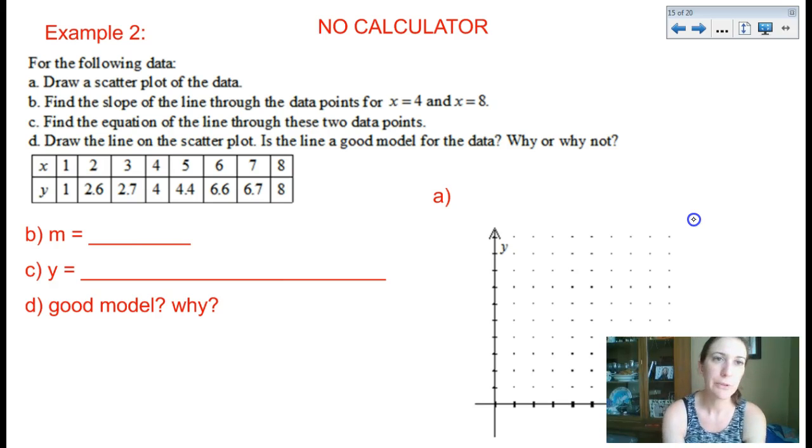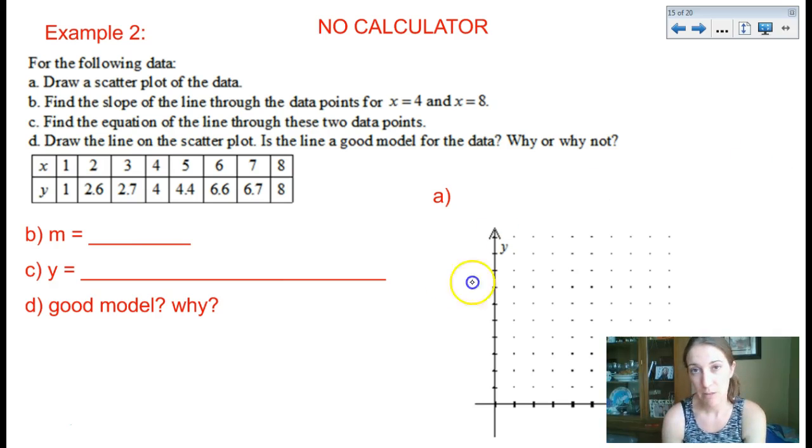I'm going to look at example 2. So if we don't have a calculator, this is what we have to do. We should draw the scatter plot. We're going to find the slope through some of the data points. So you have to select which 2 data points you want to choose, and that's usually based off of your scatter plot.